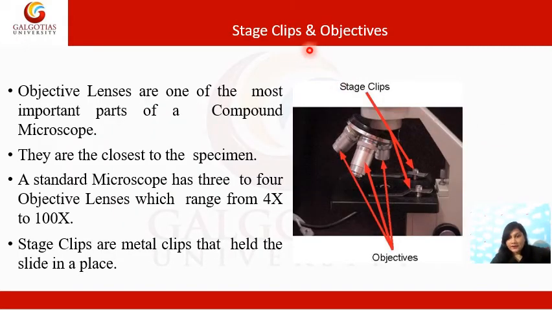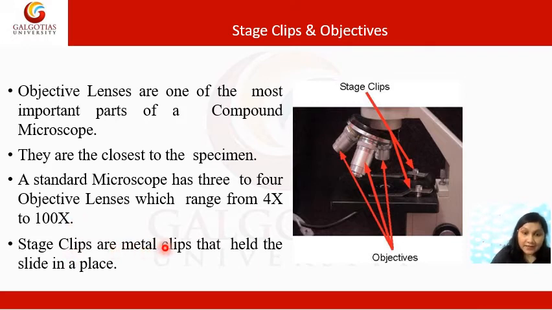Stage clips and the objective. You can see over the stage, just below the objective lens, there are two clips. Objective lenses are one of the most important parts of the compound microscope. You can see here there are three objective lenses that have different magnification power. Okay, they are the closest to the specimen. That's why we call them objective lenses, because these lenses are close to the object. Okay. A standard microscope has 3 to 4 objective lenses that range from 4x to 100x. Again, these 4x and 100x are the magnification power of the lenses.